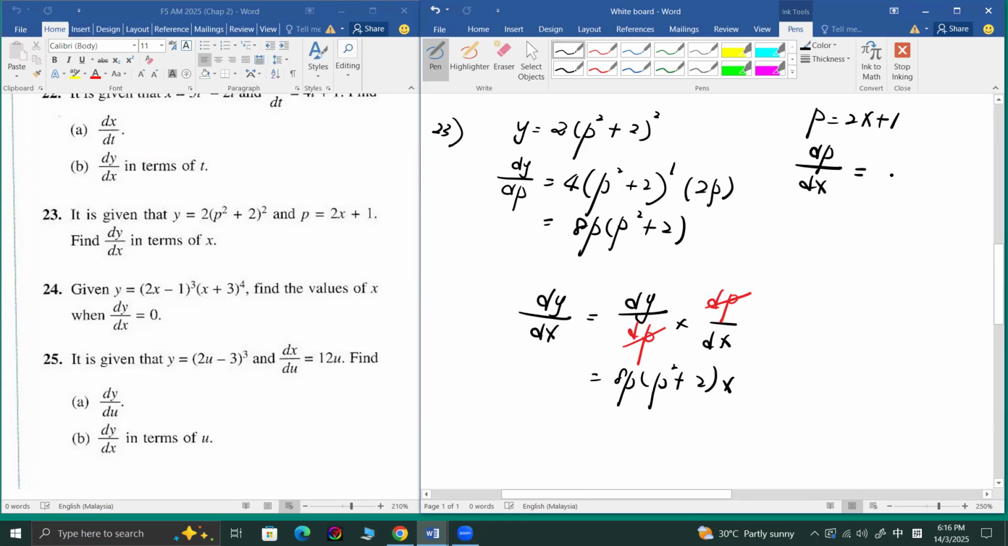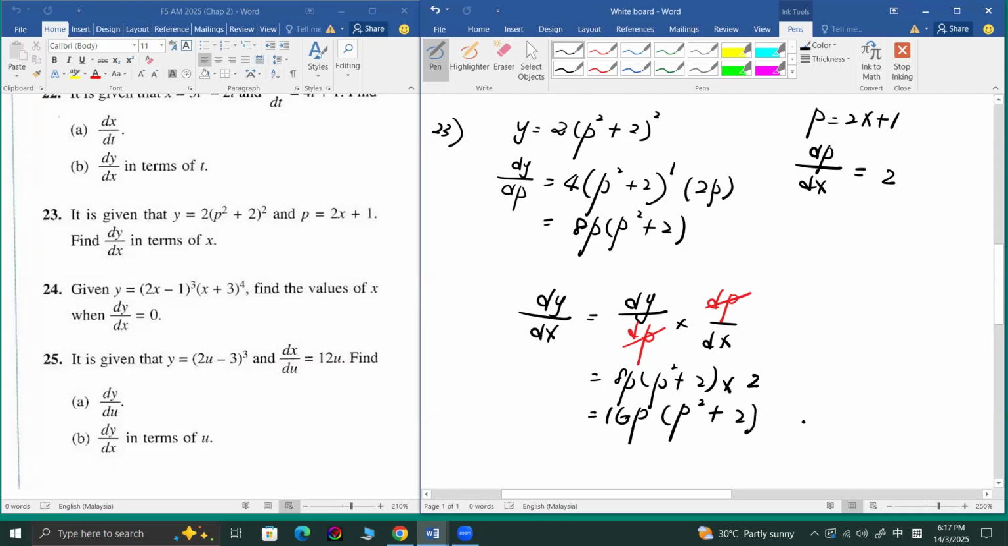Then you copy the dp dx that you get from here. Okay, then what do you get? Yes, it's 2, right? Okay, then you just times 2. So you times 2, see, 2, 8, 16. 16p, p squared plus 2.